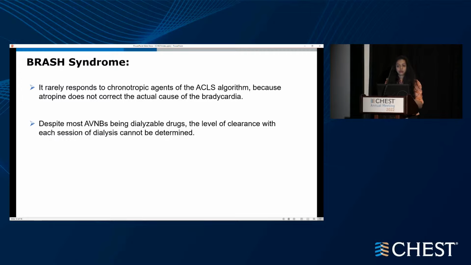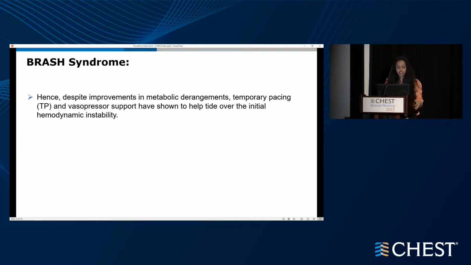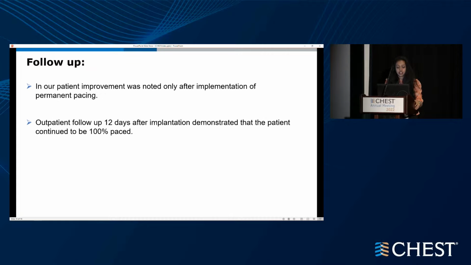Although most of the AV nodal blocking agents are dialyzable, there's no perfect literature telling the level of clearance with each session of dialysis. Hence, despite improvements in metabolic derangements, the initial vasopressor support or the transvenous pacing we give helps us tide over the initial hemodynamic instability phase, but doesn't correct the cause. In our patient, improvement was noted only after implementation of permanent pacing. We followed up after 12 days, and he continued to be 100% paced, and all his vitals were stable.